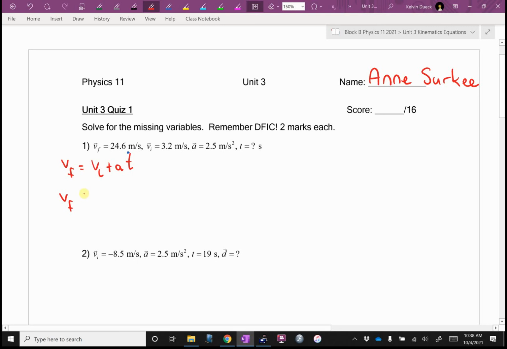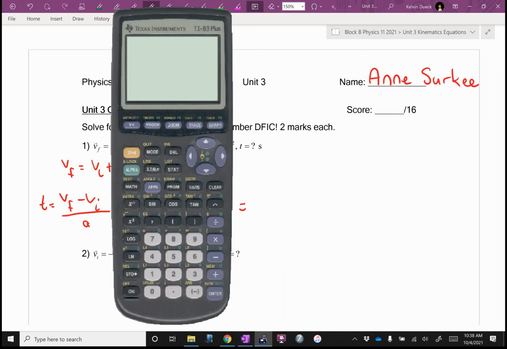I would minus the VI. Then what? That equals T. Then I would plug in the numbers. VF is 24.6 minus 3.2 divided by 2.5. Is this a fraction?